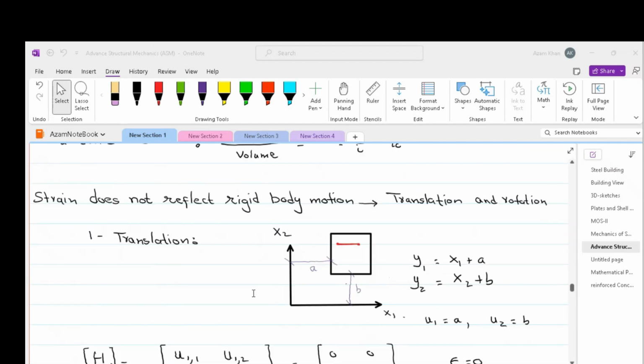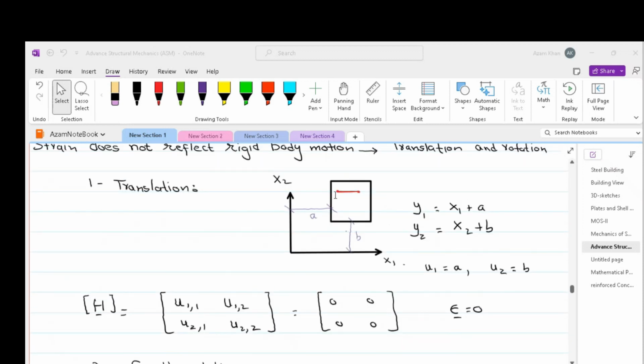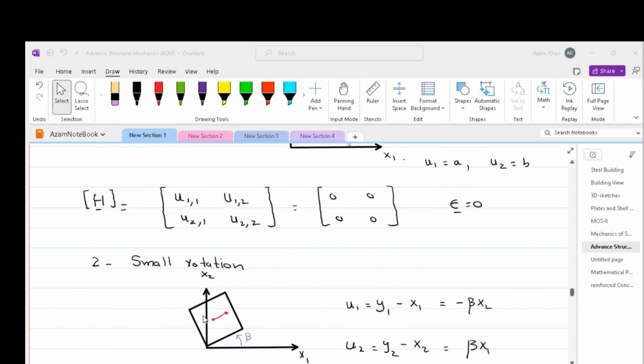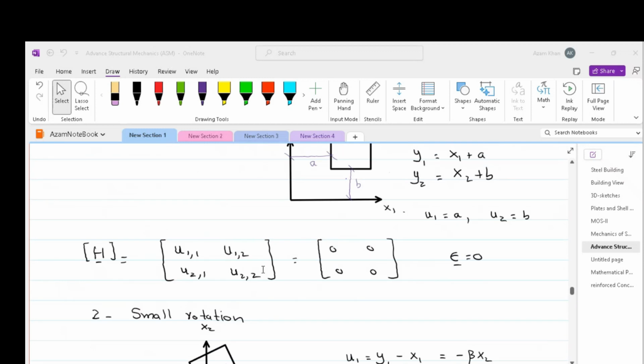So these two examples clearly demonstrate that if we have a rigid body translation or rigid body rotation, in other words, if we take any 2 points within the body and move the whole body by some distance or rotate the whole body by a small rotation, there won't be any strain induced in the structure, because the rigid body motion is characterized by the fact that the length of any line element joining any 2 points remains unchanged.